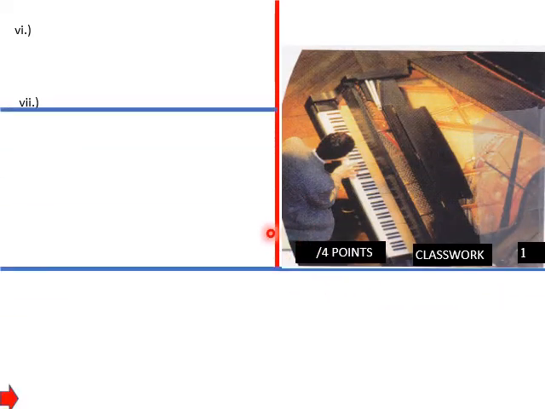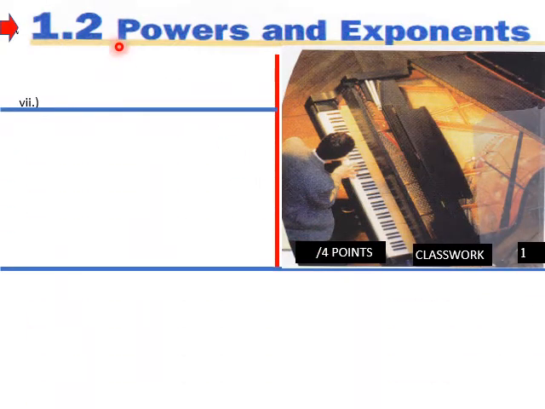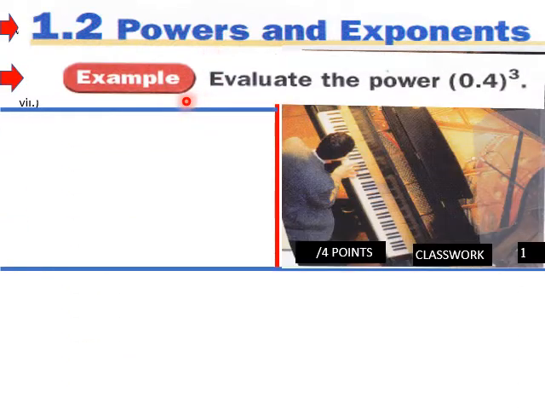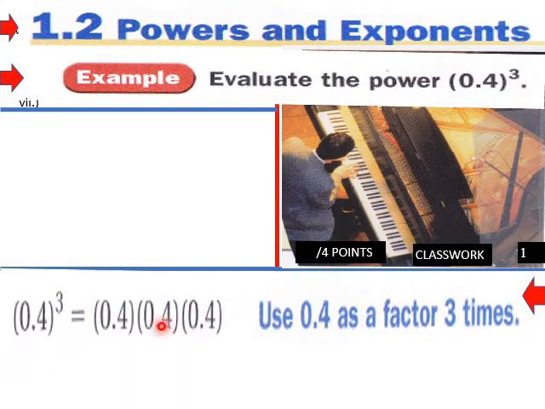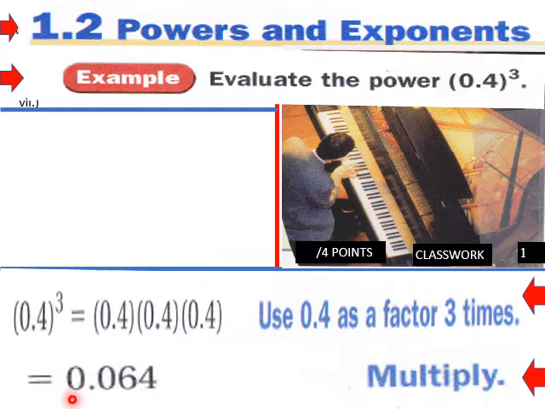Let's go into another example here. We're going to go into section 1.2, powers and exponents. Evaluate the power of 0.4 to the third power. So how would we do that? 0.4 to the third power is like 0.4 times 0.4 times 0.4, right? So when we do that as a factor 3 times, you put this into your calculator, you get 0.064 is what 0.4 cubed is.